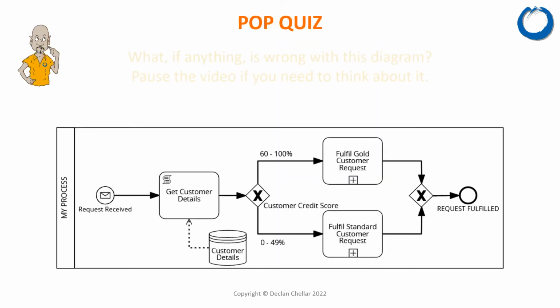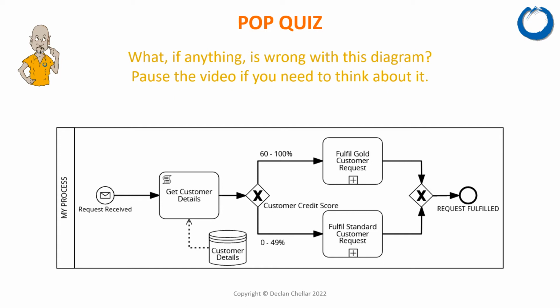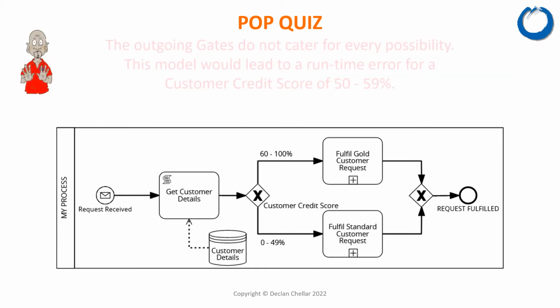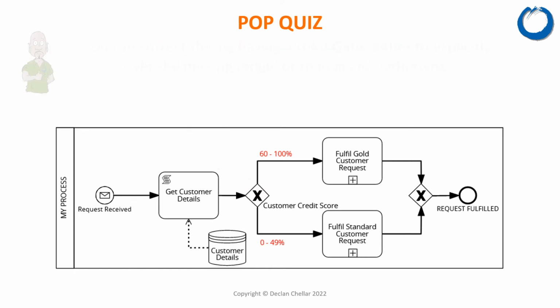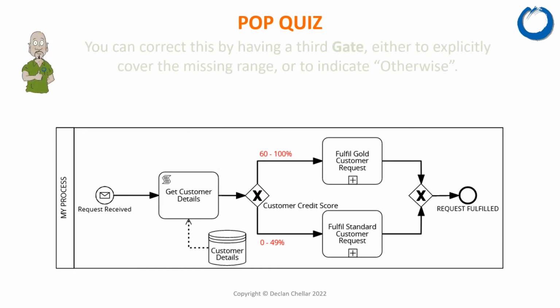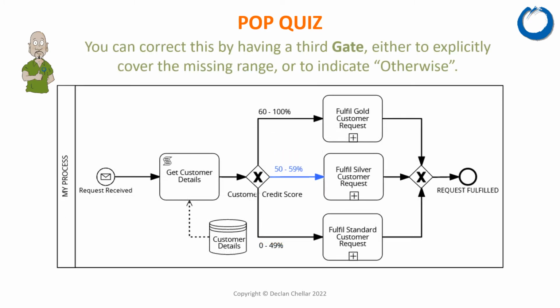What, if anything, is wrong with this diagram? Pause the video if you need to think about it. The outgoing gates do not cater for every possibility. This model would lead to a runtime error for a customer credit score of 50 to 59%. You can correct this by having a third gate, either to explicitly cover the missing range or to indicate otherwise.